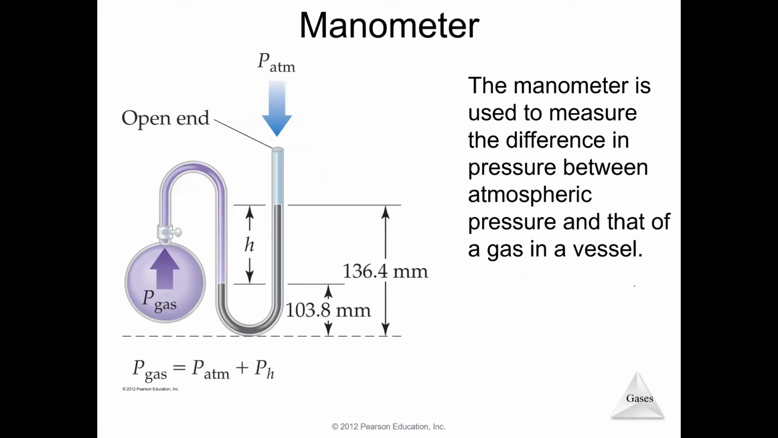Now we also have the manometer, used to measure the difference in pressure between atmospheric pressure and that of the gas in the vessel. So you have the gas here, right? And the pressure here, with mercury also in there, moves the mercury in this arm higher compared to the other one. And this is purely because of the pressure inside the container.